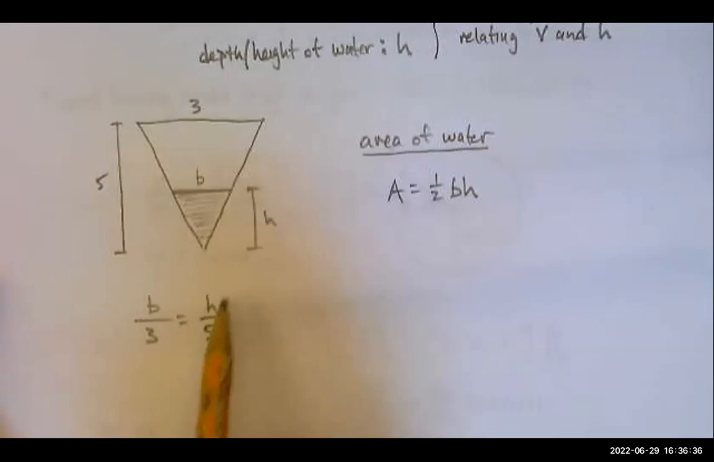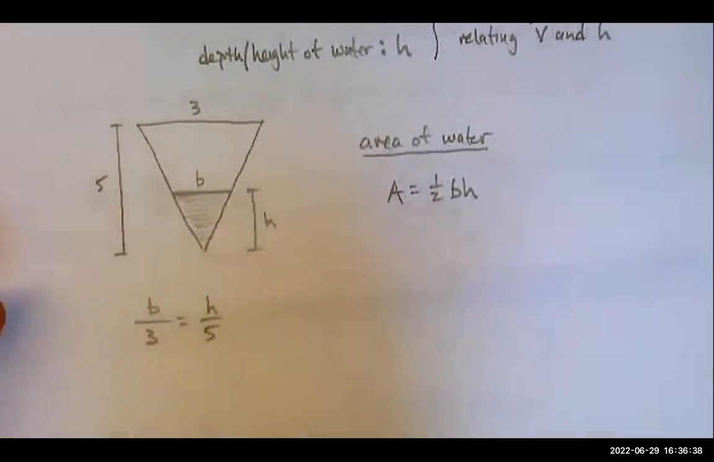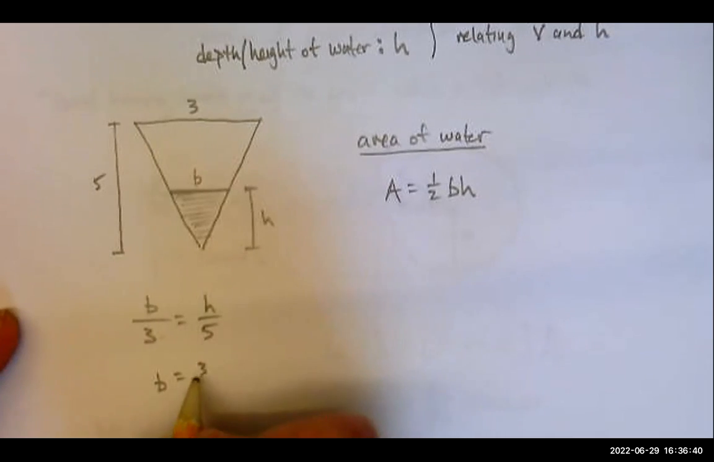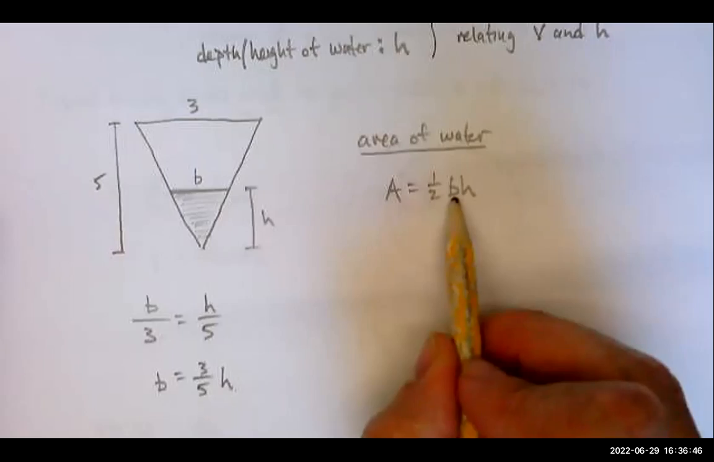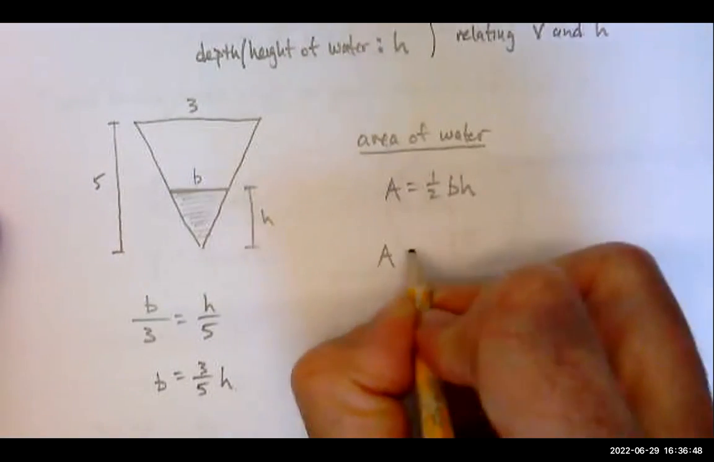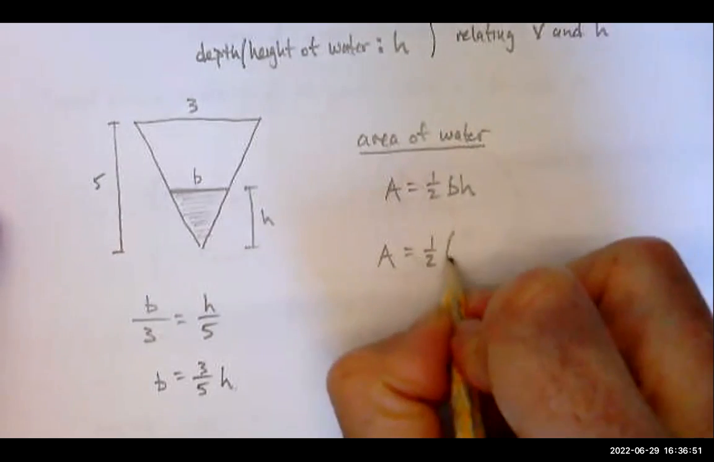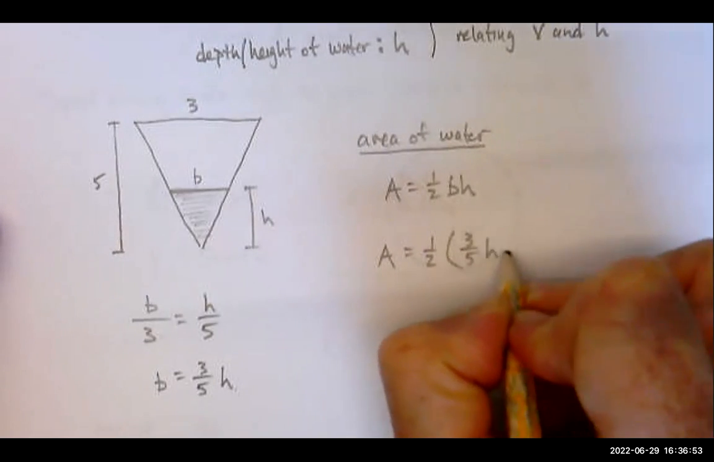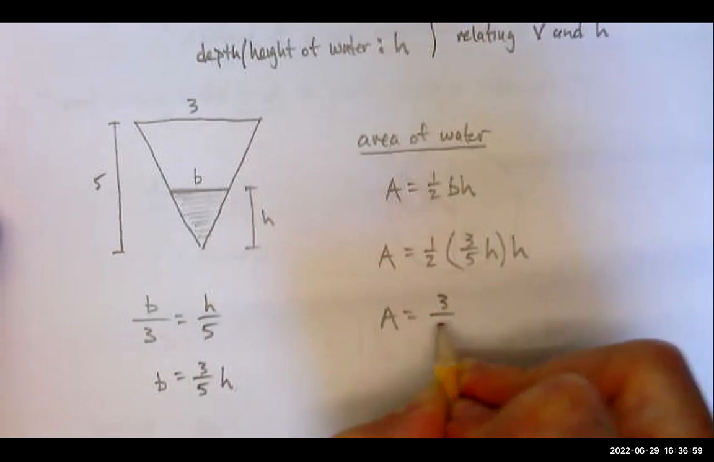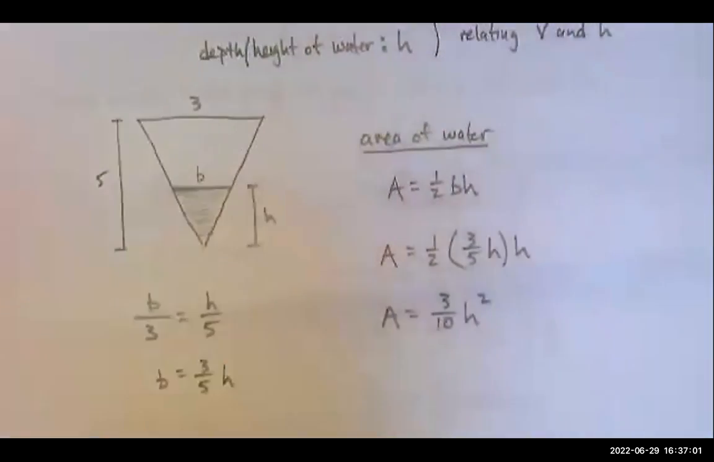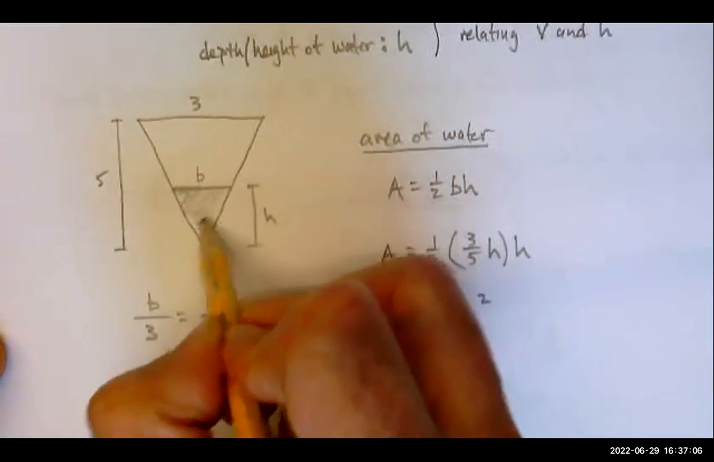If B over 3 is equal to H over 5, then we can multiply the 3 over, and we realize B equals 3/5 times H. And that we can plug in for the B here. So our area is 1/2 times 3/5 H times H. Our area, what's that going to be? 3/10 h squared. Area of this triangle here.